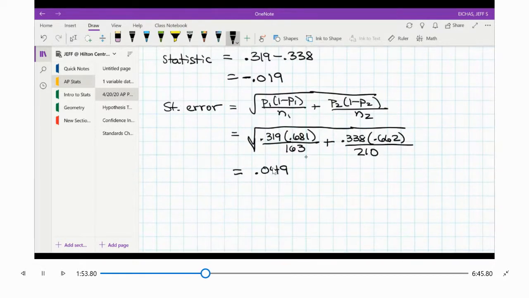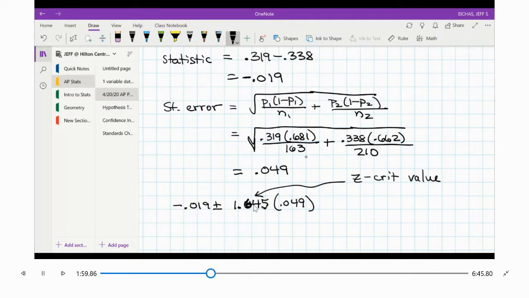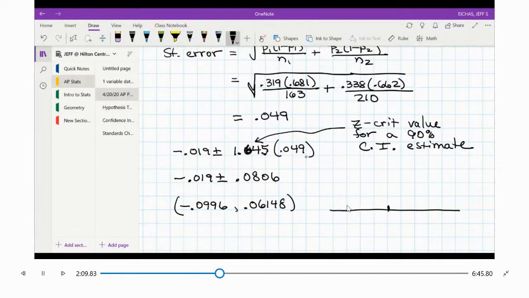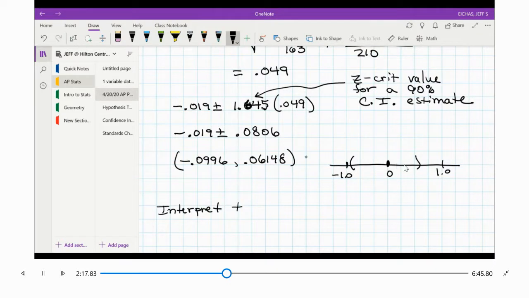So get the standard error for this statistic. Now we get the statistic plus or minus the critical value, 1.645. That's the Z critical value for a 90% confidence interval estimate. All right, there's our interval. I like to put a diagram of that on the number line. Okay, so there's our number line diagram. It's a little bit favoring negative, but zero is still contained in there.